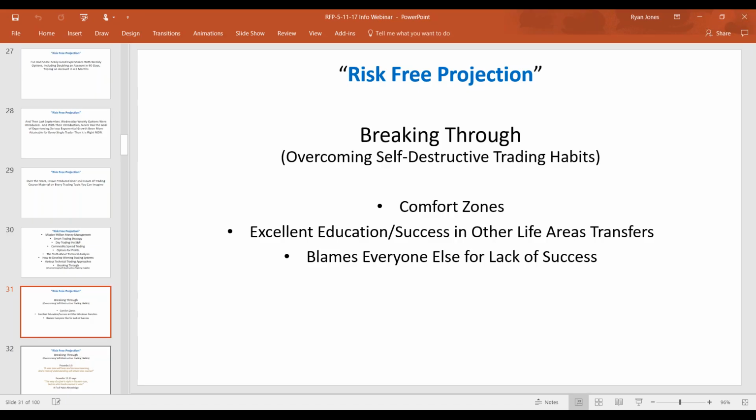Then you have other areas that cause problems with traders. For example, some of you have highly, highly successful careers. You have education out the wazoo. You've proven that you're a smart guy or gal. You're successful in whatever you're doing. And then you turn around and think, because I'm smart and because I'm successful, I should automatically be successful in the markets. And that is absolutely the furthest thing from the truth.